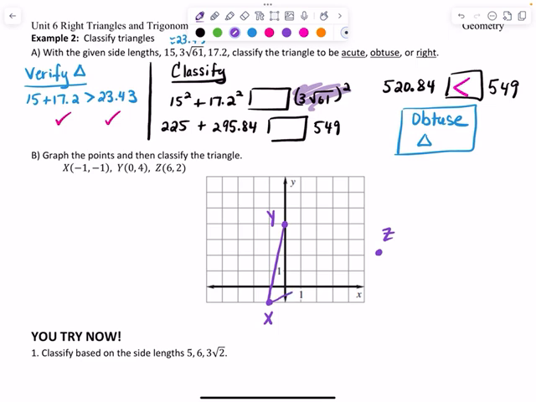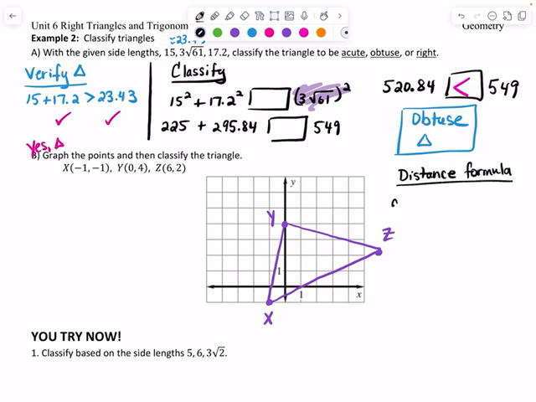I can connect these 3 points, and it says graph the points and then classify. So we're already working under the assumption that it, yes, is a triangle. Now we just need to classify. In order to do that, this is where we bring in some old information. We need to use our distance formula. And our distance formula between any 2 points is the square root of x sub 2 minus x sub 1 quantity squared plus y sub 2 minus y sub 1 quantity squared.